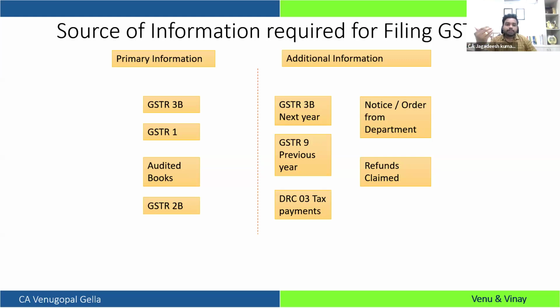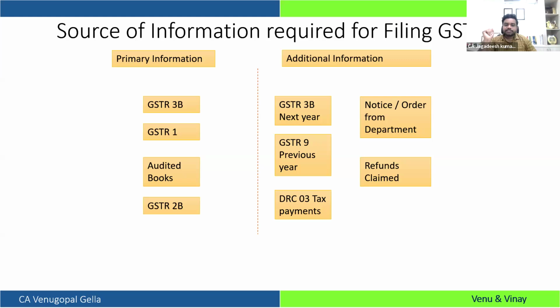You might have reported the previous year's turnover in the current period, that is, the 23-24 turnover, if you have reported it in the 23-24 returns. For that reason, you have to carry these returns also. Similarly, the GSTR-9 of the previous year, that is the 22-23 annual return. You may have carried forward some items in your previous return. For that reason, you have to have the GSTR-9 of the previous year also.